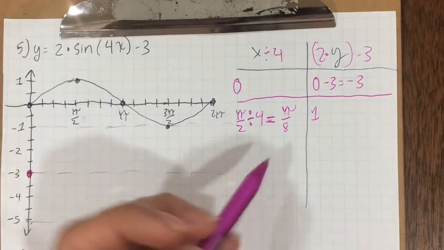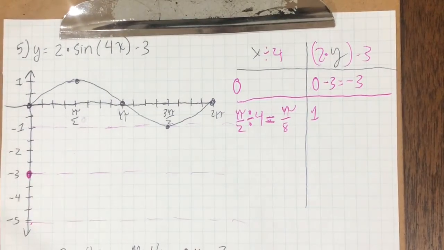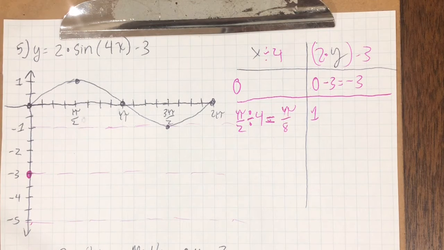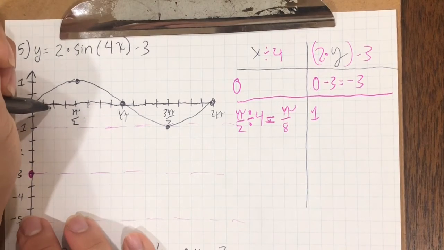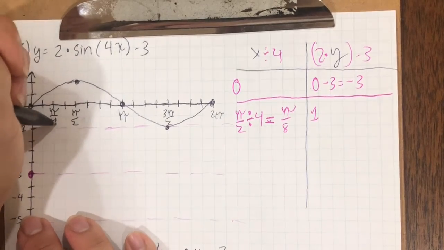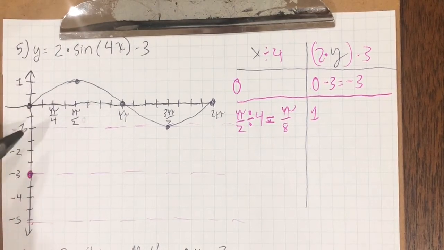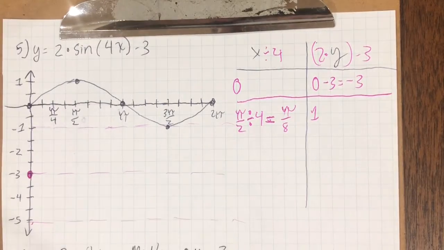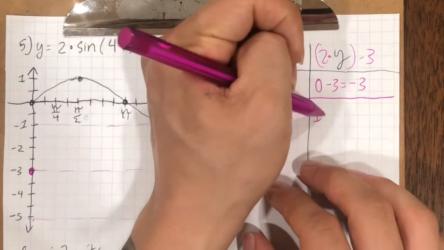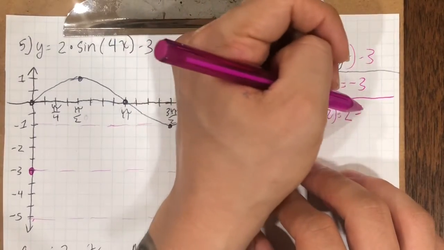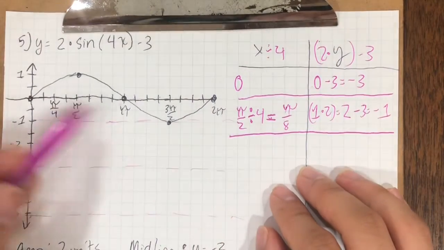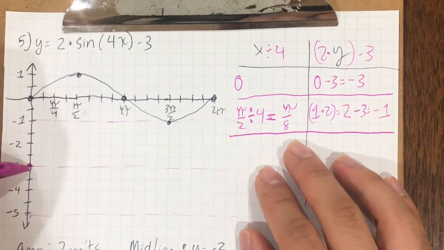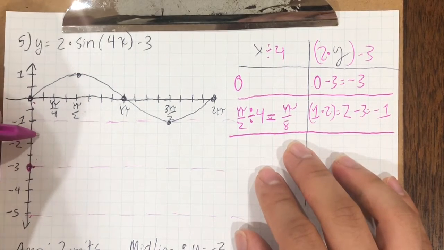All right, so I have pi over 8, and if we convert that into degrees, we actually get 22.5. So pi over 8 is somewhere in between 0 to pi over 4, which is 45 degrees. All right, so now let's figure out my new y value. So for my y value, I have 1 times 2, which is 2. Subtract 3, I get -1. All right, so moving on to the next. So I have pi over 8, which is in between 0 to pi over 4. So I'm just going to put it right here.